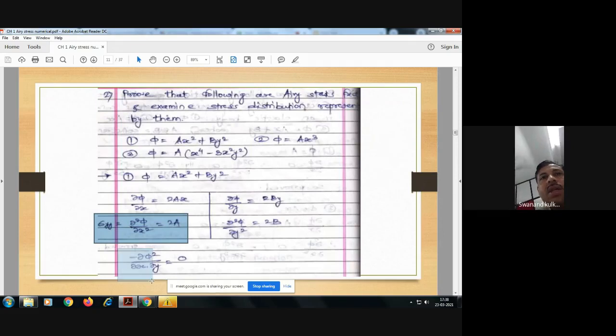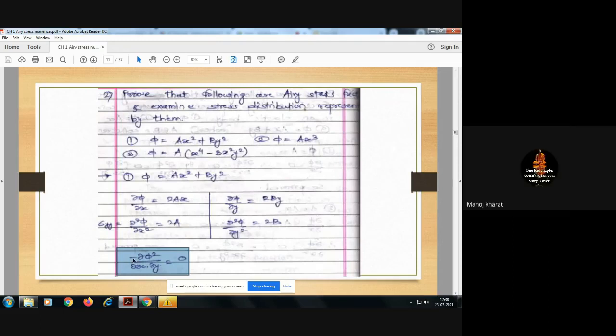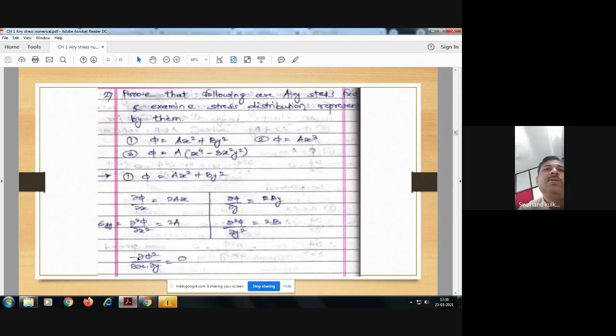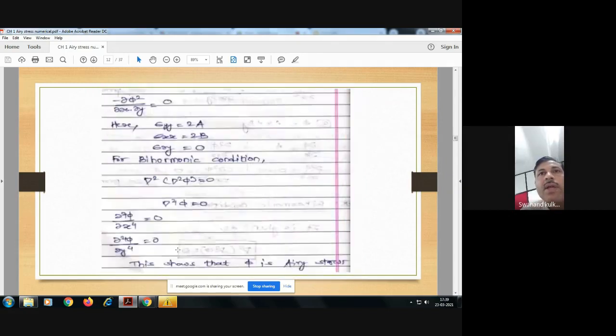But while calculating shear stress, which sign is here? Minus sign is there. Is it okay? For sigma xx we are using dou 2 phi by dou y2, for sigma yy we are using dou 2 phi by dou x2, but for shear stress we are using minus dou 2 phi by dou x dou y. The minus sign we use purposefully. So that's why we are going to take this minus sign while identifying sigma xy.